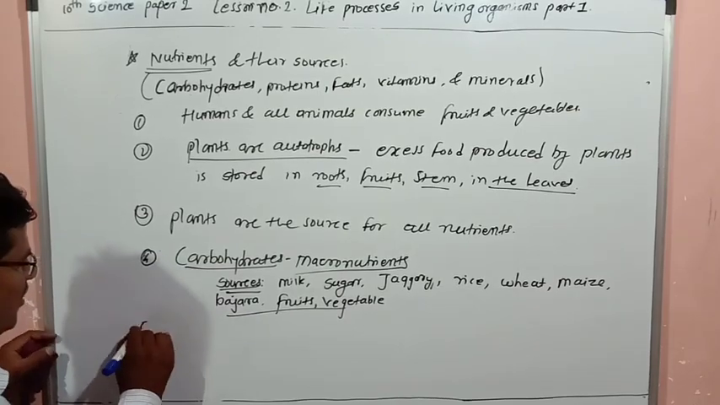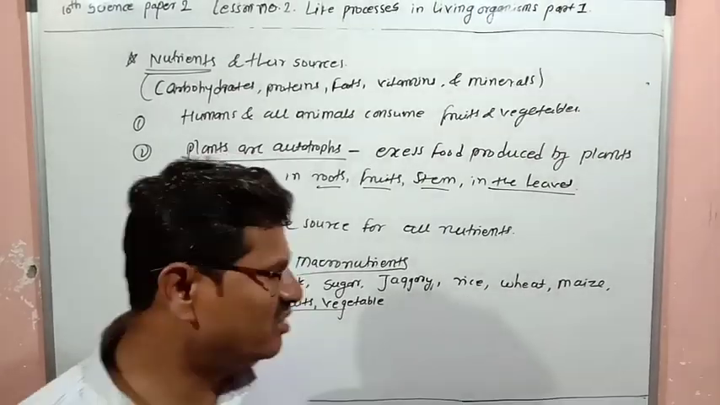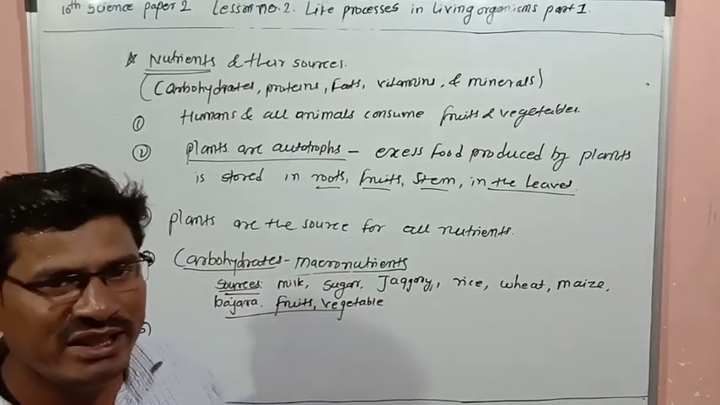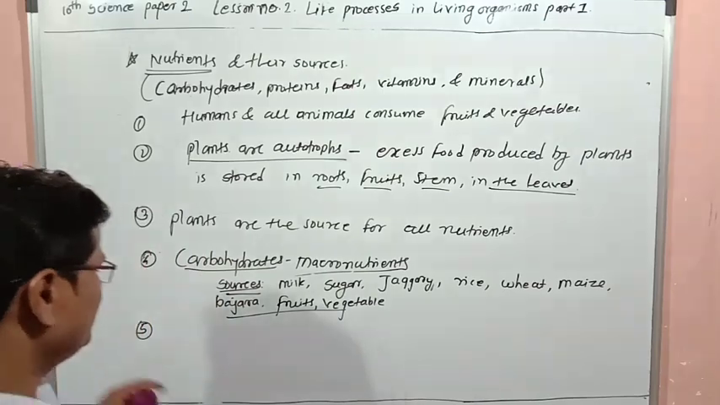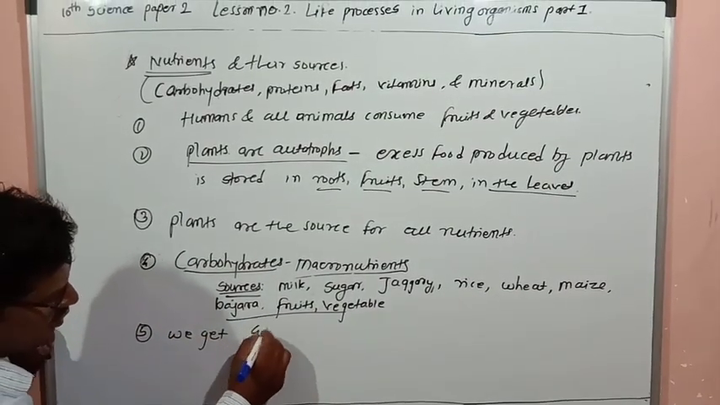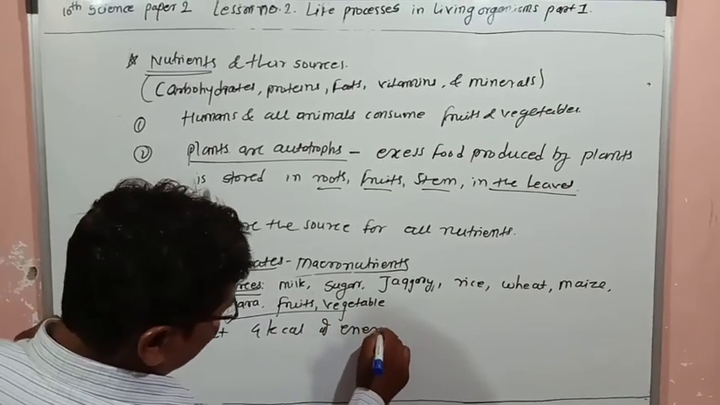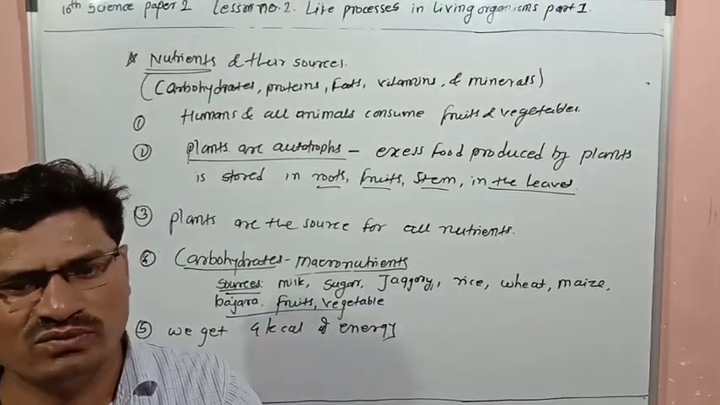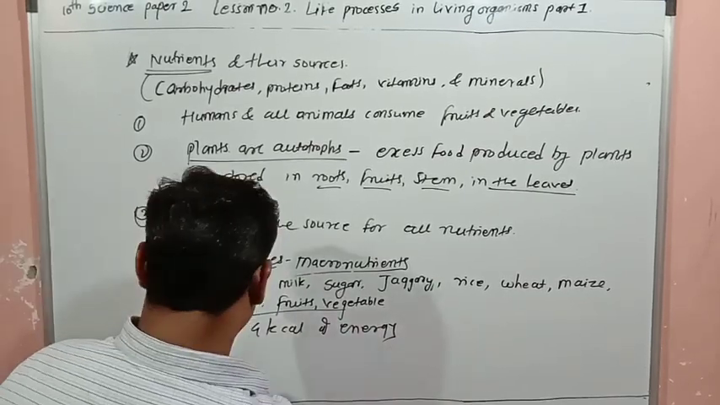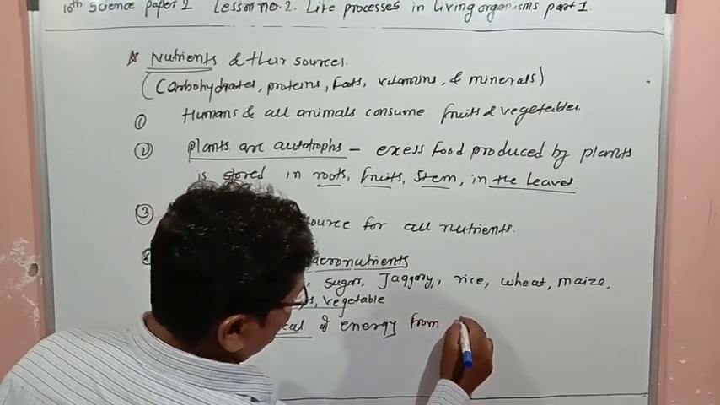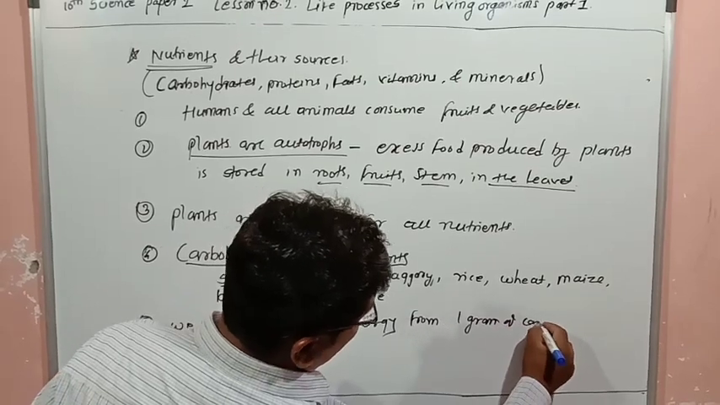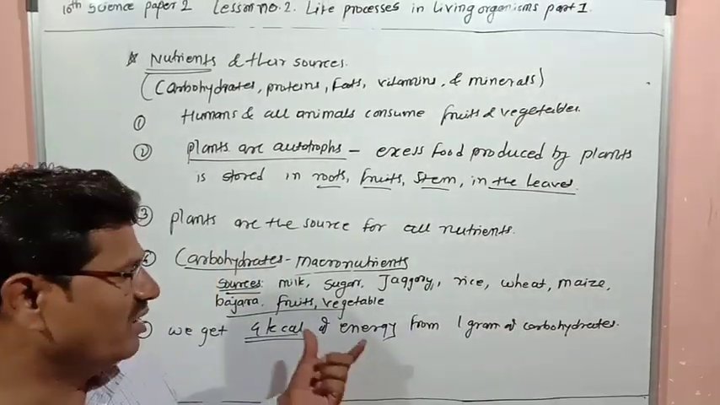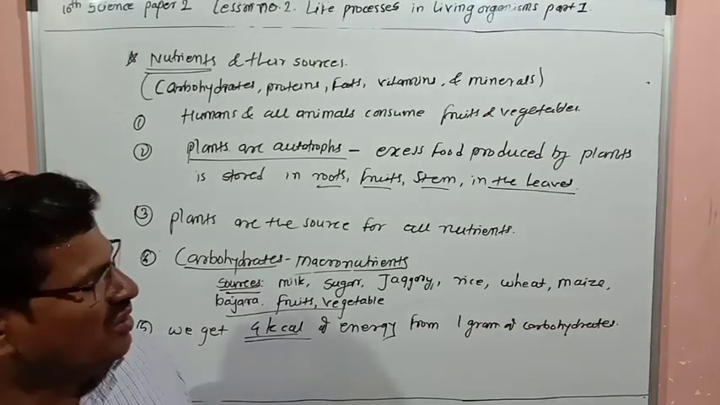The fifth point is that we are consuming a large amount of carbohydrate, so it is called a macronutrient. Macro means more and micro means less. Carbohydrates are needed in large amounts, so they are called macronutrients. We get 4 kilocalories of energy from 1 gram of carbohydrate. So these points are necessary.